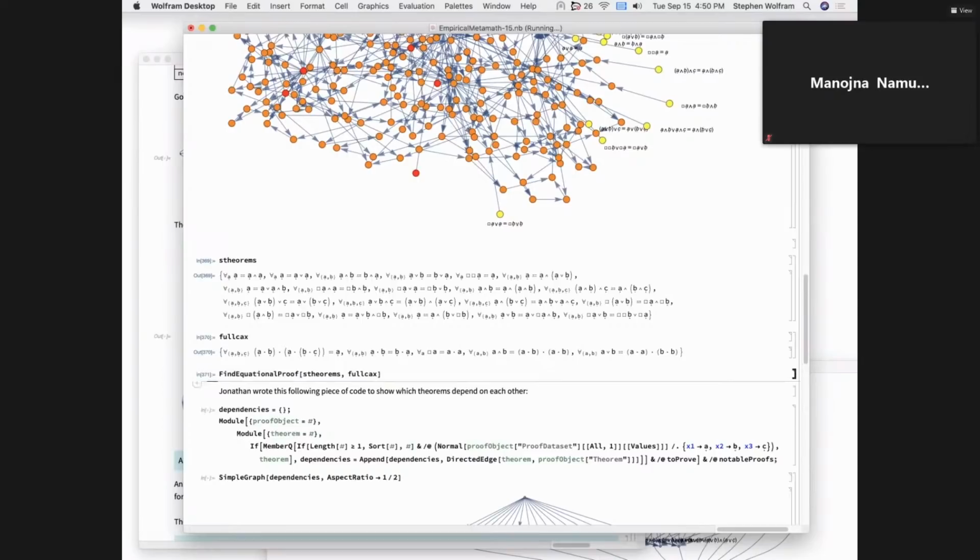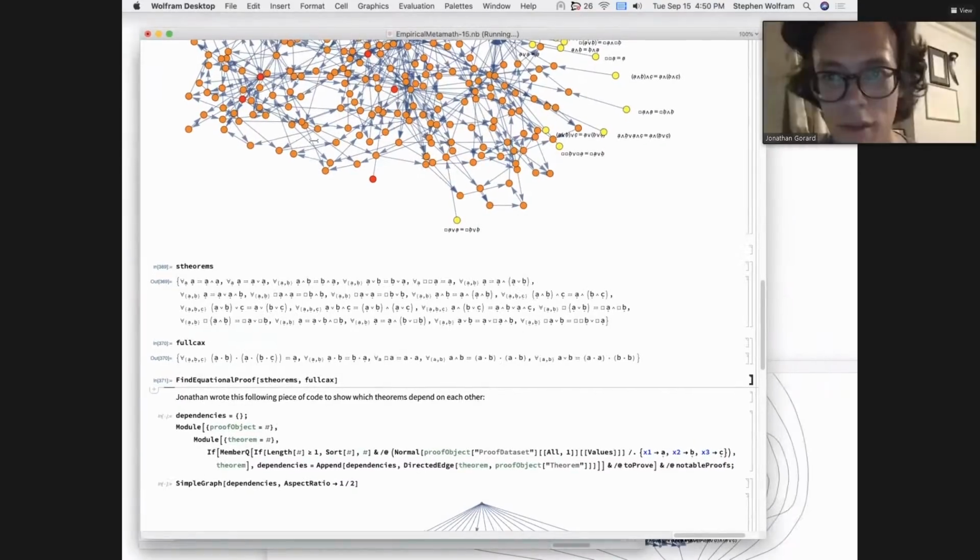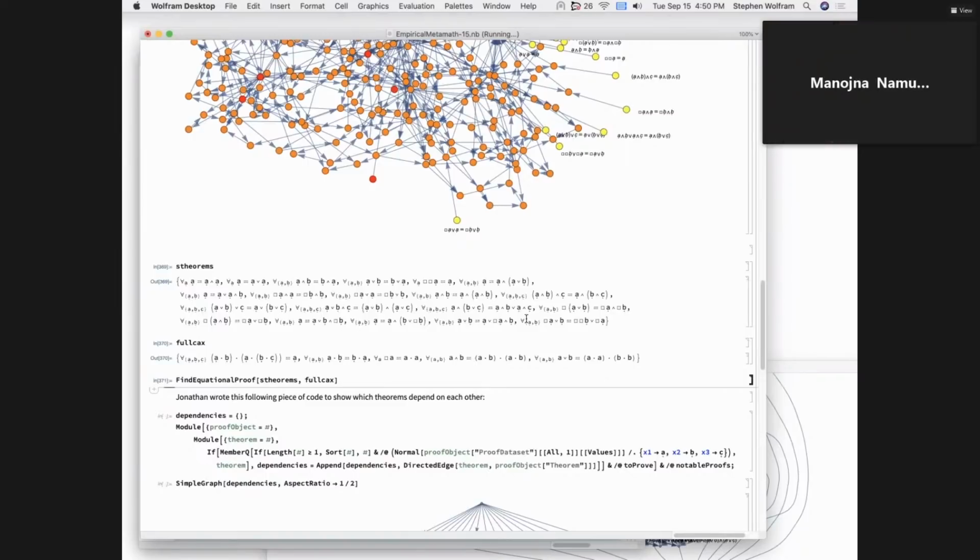Is that right? Sorry, I'm just looking through the Euclid blog items. In the definition of notable proofs, you're using to prove rather than S theorems. Maybe you should use S theorems. Should we have quantifiers for the propositions?